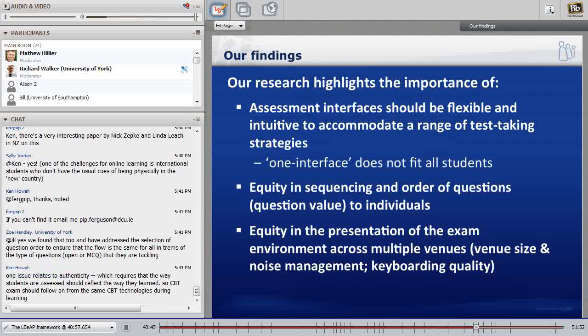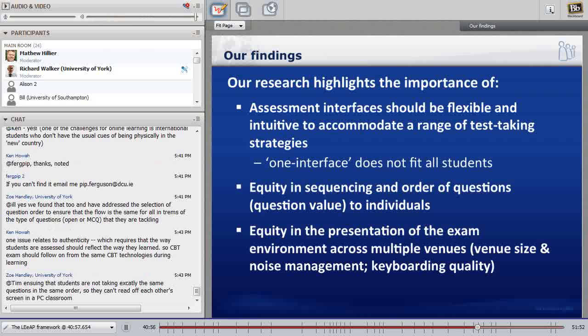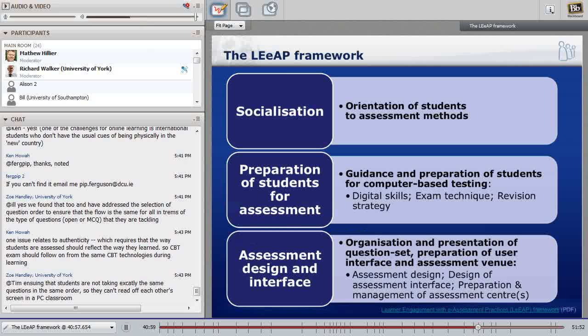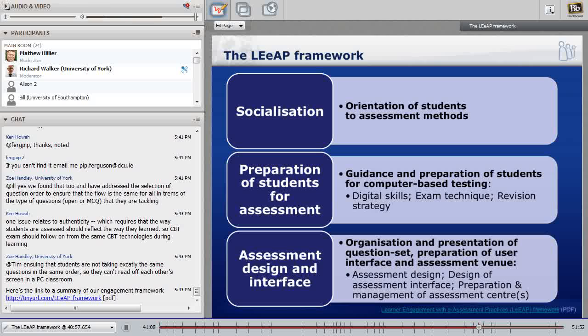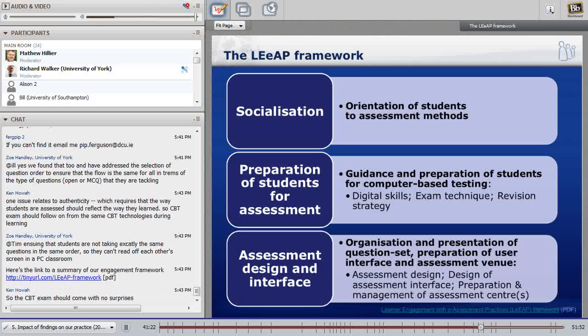In terms of what we've actually done as a result of this, this has led us to develop our own framework, a proposal of factors that others who are planning to adopt computer-based testing ought to take into account before implementing. So we really suggest that people look at this issue of socialization very carefully, think very carefully about how they're going to prepare students for the examination and prepare them with formative opportunities to develop their exam technique and other aspects, and also that they need to think about the assessment design.